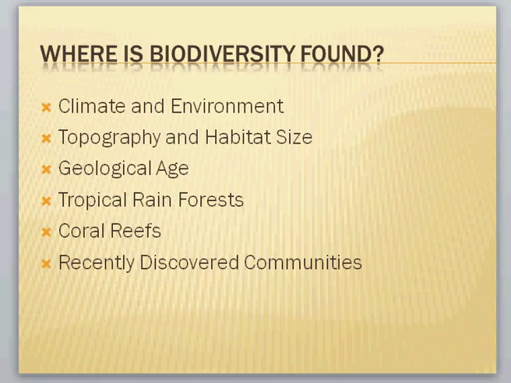Right, so I want to go through where biodiversity is found. I want to take a look at some of the controls on biodiversity, some of the correlations on biodiversity actually, and then some of the suggested reasons why these things control biodiversity. The first is climate and environment. Next we'll take a look at topography and habitat size, geological age, tropical rainforests and coral reefs, which are the two most biodiverse regions on Earth, and then finally take a look at some recently discovered communities on Earth which hold lots and lots of biodiversity.